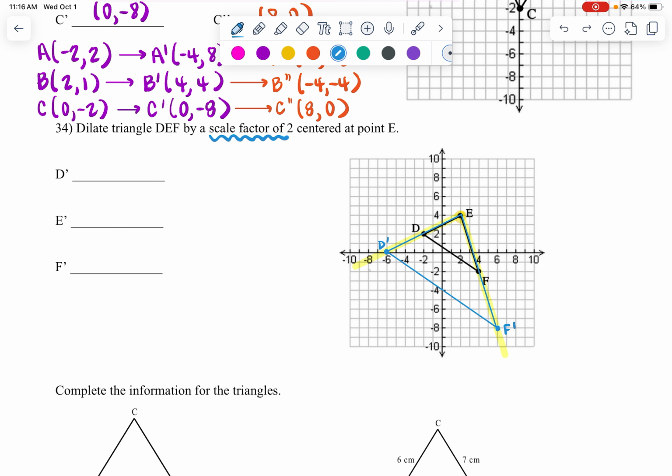All right, so just a quick little write-up of here. Let's see, D prime is now at -6, 0, sorry. E prime is going to stay put, so he's at 2, 4. And F prime is what, 6, negative 8? Okay, there you go, scale factor of 2.